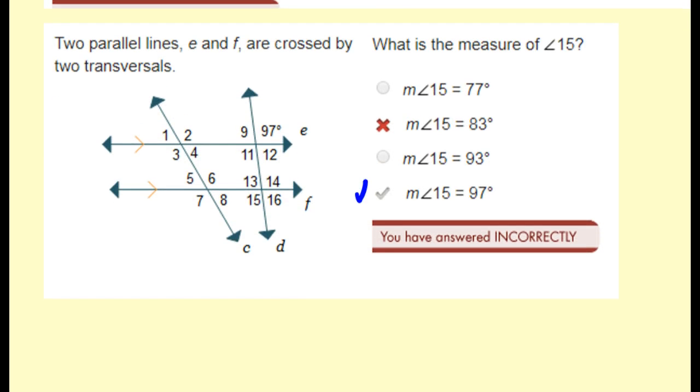Oh, well, looks like that was actually the last problem.